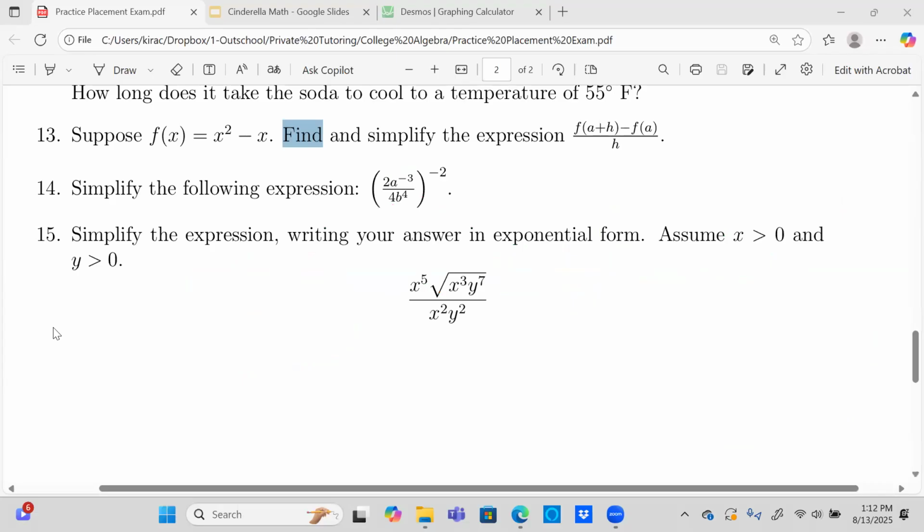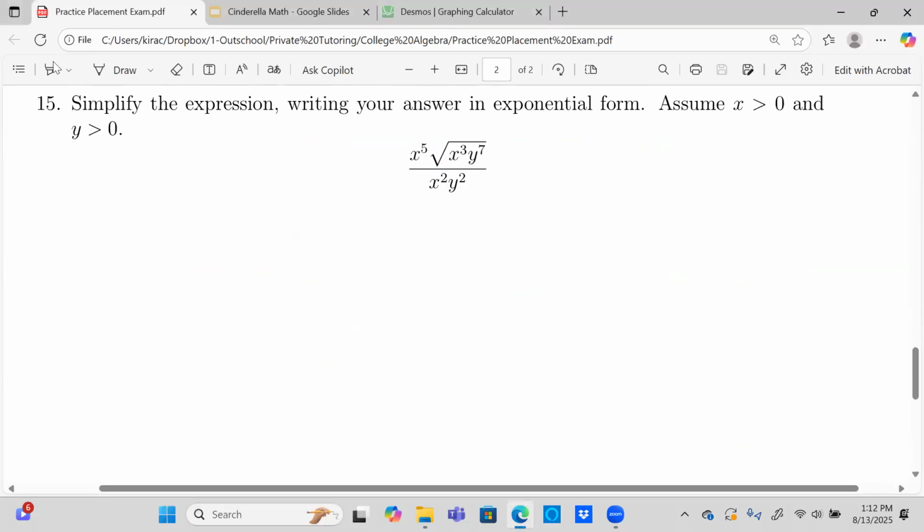All right, I'm on 15. Simplify the expression. Write your answer in exponent form. All righty. So right here, we can go ahead and subtract, right? The rule for exponents is if you're dividing, you're really going to subtract. So we can say that's x cubed, and then we still have the stuff in the root, and then we still have y squared.